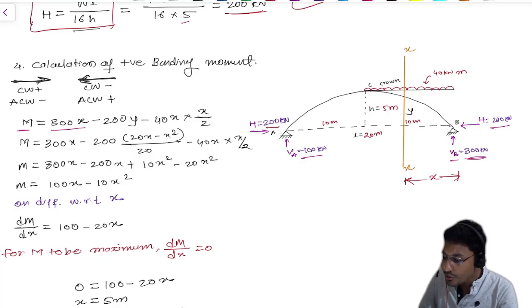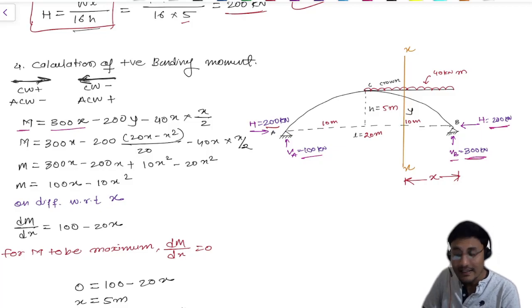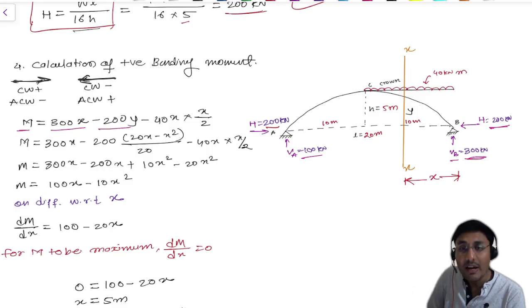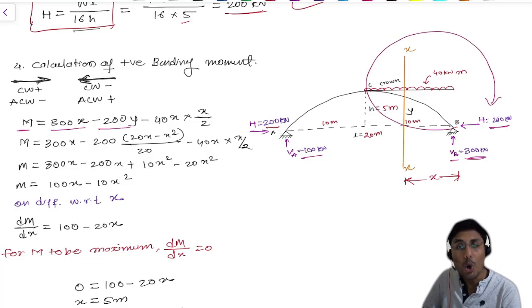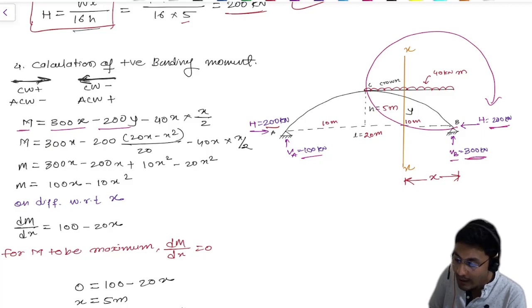Now see the horizontal thrust, which is perpendicular to this y. So y is the vertical clearance. So H, the horizontal thrust, multiplied by this y. So it is minus 200y. Why? Because the horizontal thrust is moving in a clockwise direction.